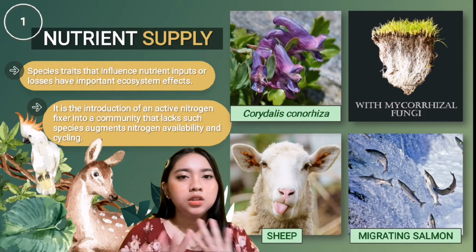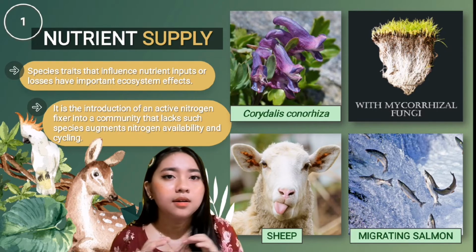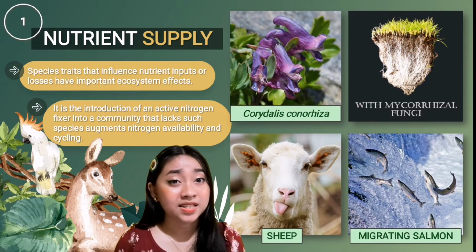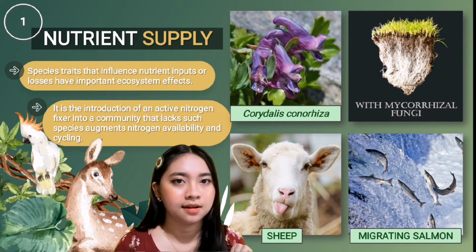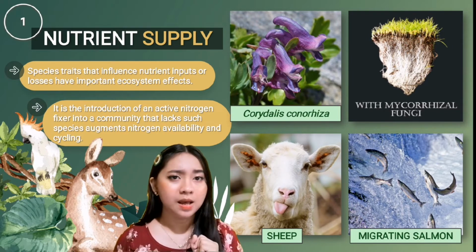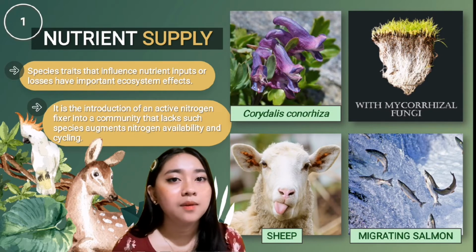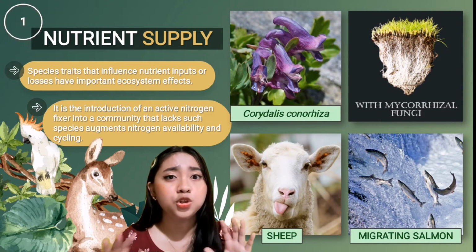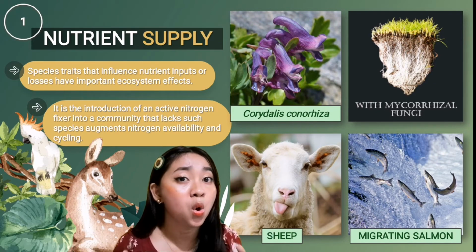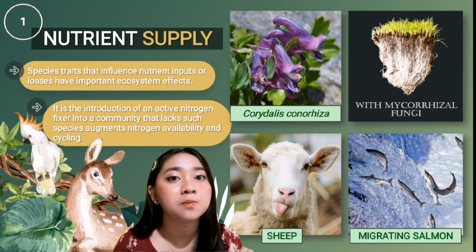First, we have the nutrient supply. Species traits that influence nutrient inputs or losses have important ecosystem effects. The introduction of an active nitrogen fixer into a community that lacks such species augments nitrogen availability and cycling. For example, we have an alpine snowbed species, as you can see in the image above, with the scientific name Corydalis conoriza, which produces snow roots that grow upward into the snowpack where they absorb nitrogen that would otherwise flow downslope at snowmelt and be lost from the system.